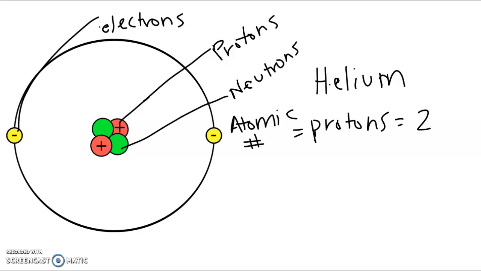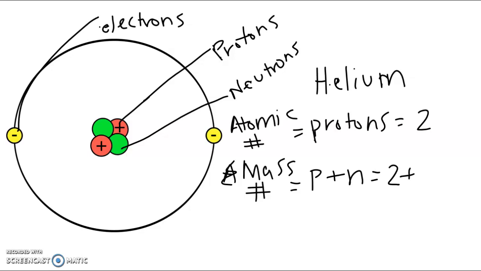Next, I'm going to look at the atomic mass, or the mass number. So the mass number is your protons plus your neutrons. According to this picture, I have 2 protons and I have 2 neutrons, so my mass number is 4.